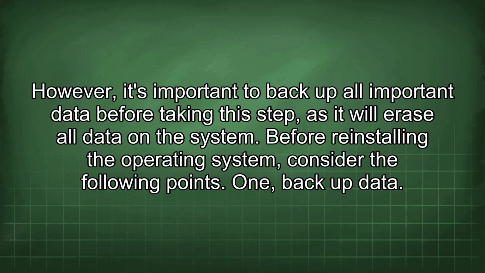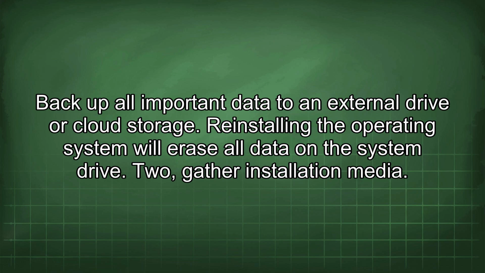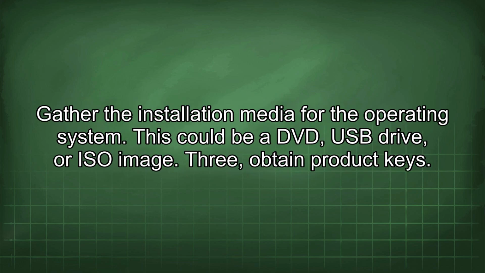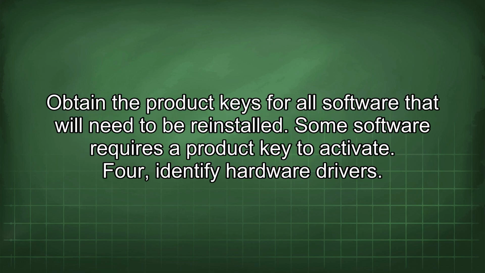1. Backup data. Back up all important data to an external drive or cloud storage. Reinstalling the operating system will erase all data on the system drive. 2. Gather installation media. Gather the installation media for the operating system. This could be a DVD, USB drive, or ISO image. 3. Obtain product keys. Obtain the product keys for all software that will need to be reinstalled. Some software requires a product key to activate.